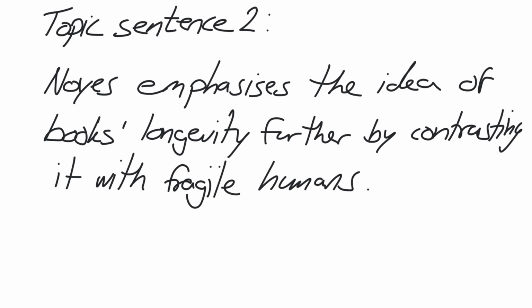For the second stanza, you could say something like, Noyes emphasizes the idea of books' longevity further by contrasting it with fragile humans. And this idea of human fragility comes through, obviously, in a number of ways. He uses metonymy in line 10 and talks about humans as poor dust, and dust that gave birth to the books. So we personify the books while metonymically making humans into dust, to contrast that idea.